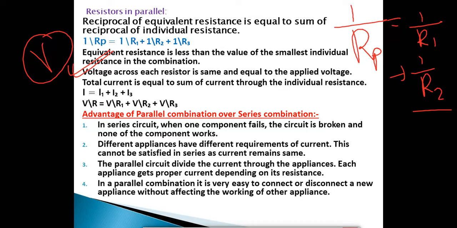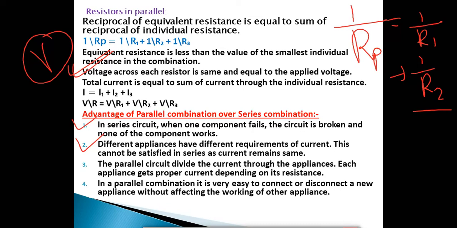Now let us read some of the advantages of parallel combination over series combination. This question can also come in the exam: what are the advantages of parallel combination over series combination, or why should electrical components be connected in parallel? The first point is, in a series circuit, if one component fails, the circuit is broken and none of the components work. See, if you connect fridge, TV, AC all in the same line, end to end, what will happen? If one of the components fails, the other components will also not work.